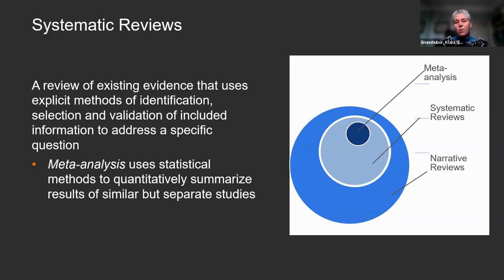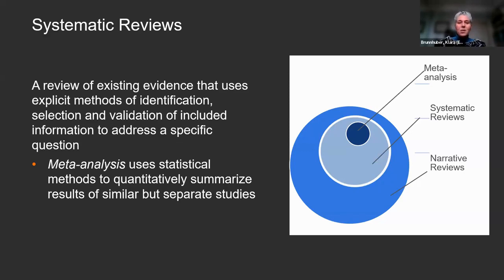So systematic reviews are really there in order to showcase what your methodologies are and how you have applied them in order to minimize the bias of bringing together the evidence. Now, meta-analyses are, again, a subset of systematic reviews.